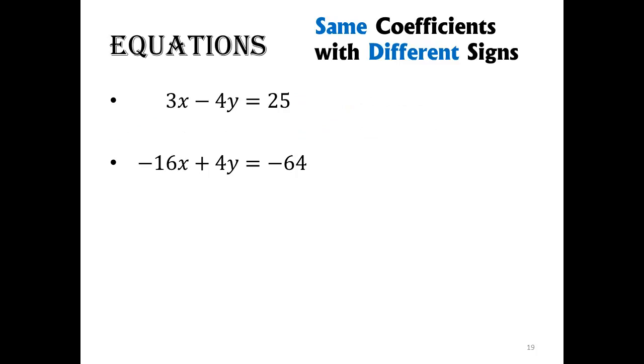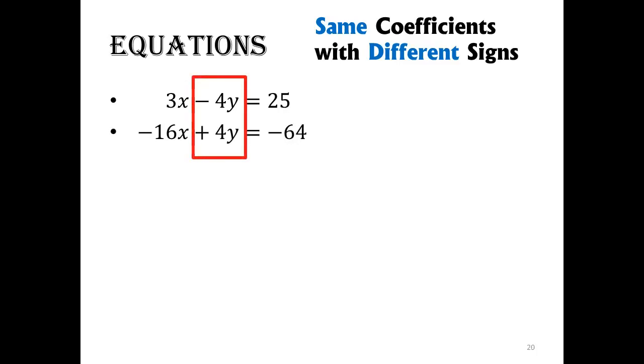Now I will use this equation with equation 1. Now you can see the coefficients of y have the same value 4 and their signs are different. The next thing we have to do is add these equations.